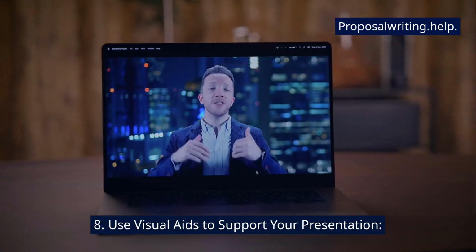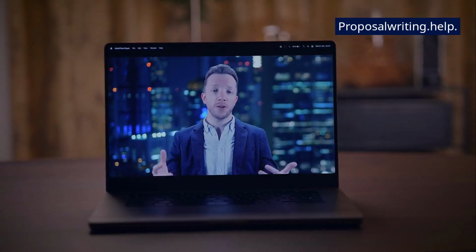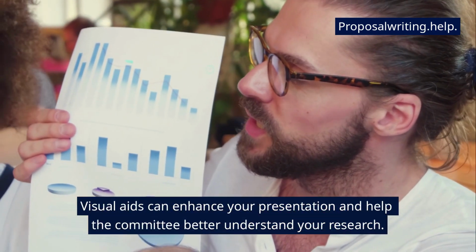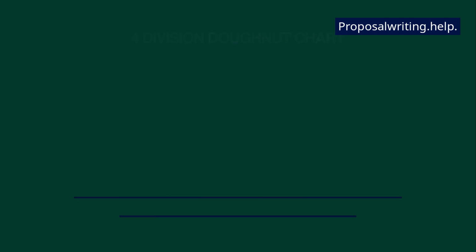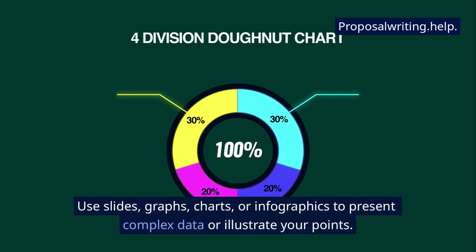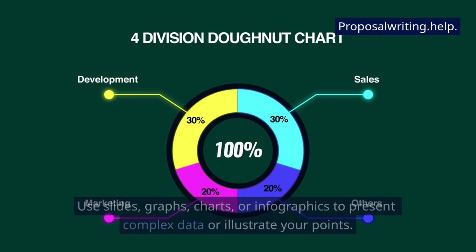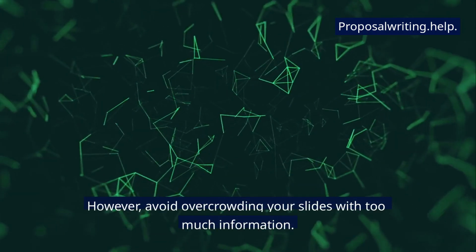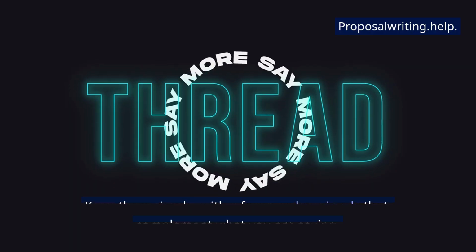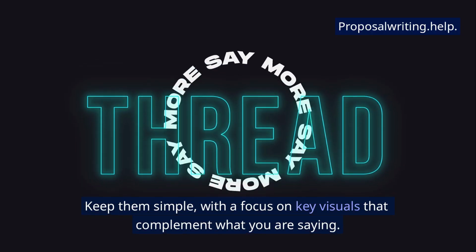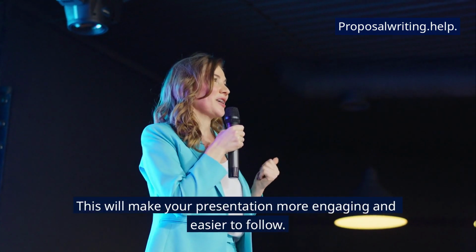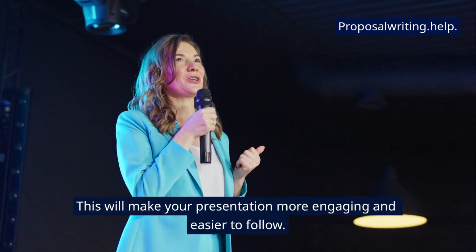8. Use visual aids to support your presentation. Visual aids can enhance your presentation and help the committee better understand your research. Use slides, graphs, charts, or infographics to present complex data or illustrate your points. However, avoid overcrowding your slides with too much information. Keep them simple, with a focus on key visuals that complement what you are saying. This will make your presentation more engaging and easier to follow.